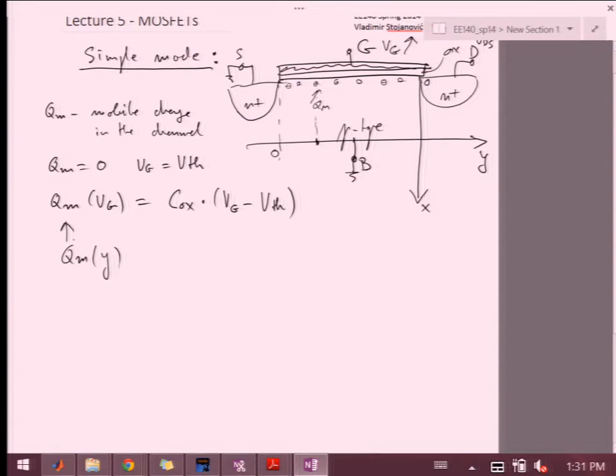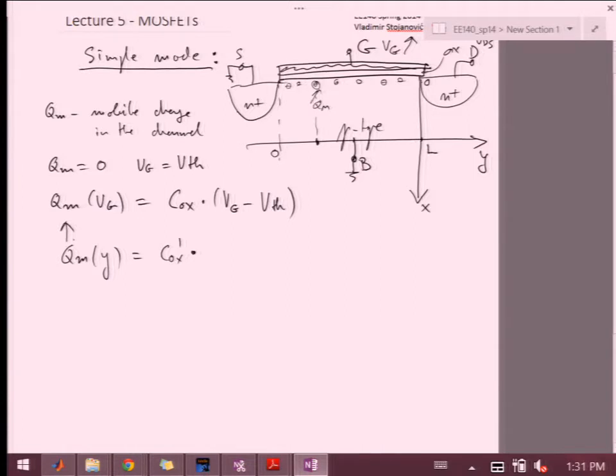in the channel this is. So for example, at this spot over here. And it will be Cox prime. Cox prime is essentially the unit capacitance. So this is, let's call it from 0 to this point L.